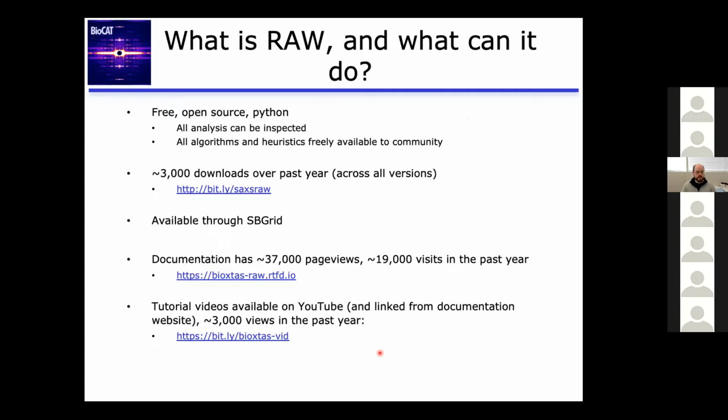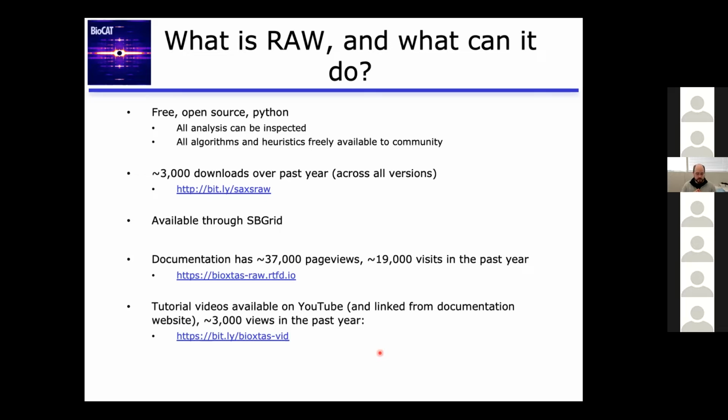And I also like the fact that all the algorithms and heuristics that we come up with and put into the program are freely available to the community. So if someone wants to use it in a way that we haven't really designed it for, or they want to expand on it or refine it, they don't have to start from scratch and try to reverse engineer what they've done. What we've done, they can just take the code and use it directly.